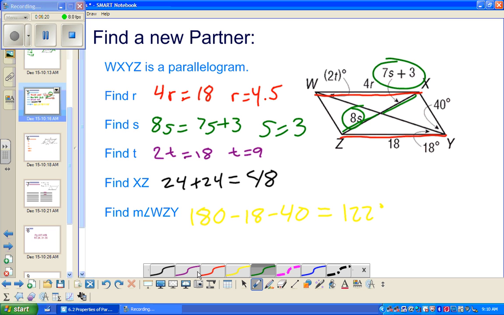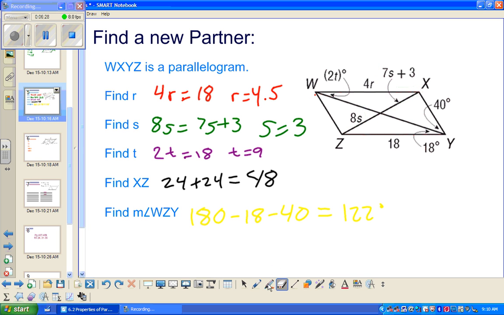For T, let's see, where's T? So T, this one's a little bit trickier. Let me get some of this out of the way. For T, you're looking at this angle formed here. Well, remember, you've got WX parallel to ZY, and here's a transversal coming through, so this angle and this angle will be congruent. So 2T equals 18, so T equals 9.